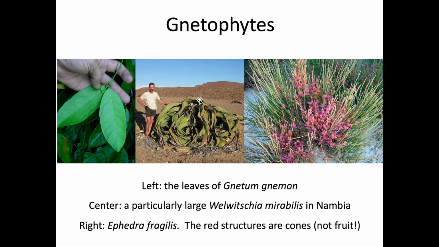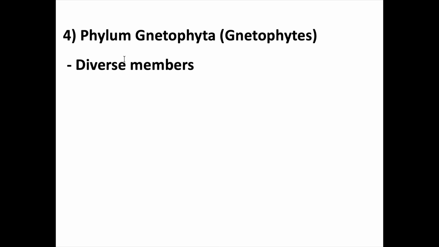The Welwitschia is this massive plant that only exists in the desert of Namibia. Very cool plant. And then some stuff in the U.S., the American Southwest, this ephedra. These red structures are cones, not fruit. Again, a lot of these things seem to produce cones that look like fruits but aren't really. It's hard to say anything about gnetophytes, and so all I'm going to say is that they're very diverse members within this phylum. Okay. The last thing I want to do talking about gymnosperms is go through another life cycle.